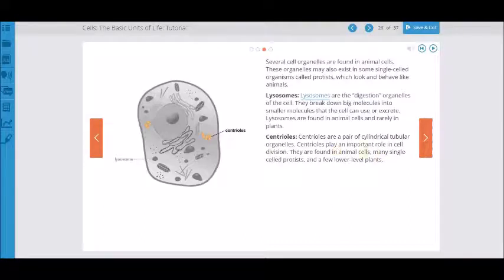Centrioles are these tubular cylindrical things. They're very important when it comes to reproduction of the cell. At one point, this cell is going to split down the middle and divide in two, and the centrioles play an important part of that, and we'll get to that later.